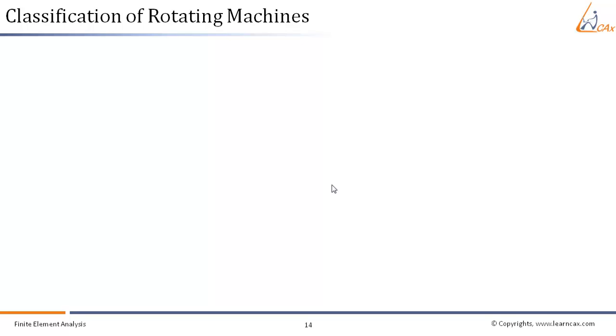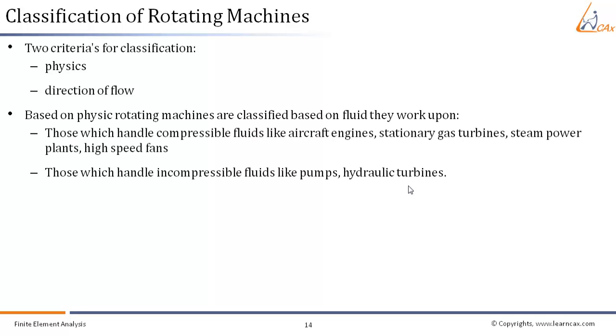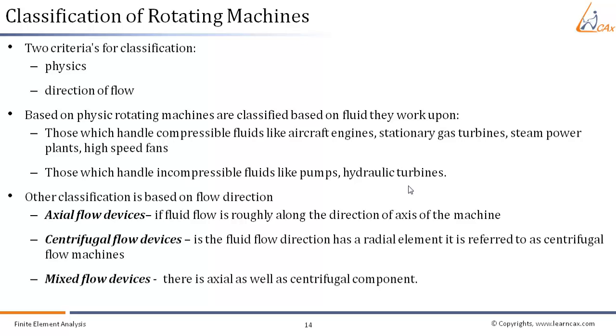Based on whether they add work or extract work, we have seen that there are two classifications of rotating machinery. Now another classification is based on two separate criteria, one based on physics and another based on direction of flow. Based on physics, rotating machines are classified on the fluid they work upon. Those which handle compressible fluids like aircraft engines, stationary gas turbines, steam power plants come under one category, whereas those which handle incompressible fluids like pumps, hydraulic turbines come under another category.